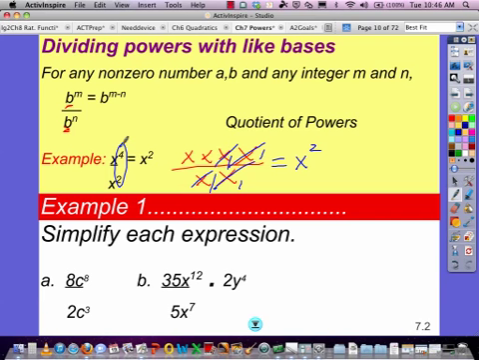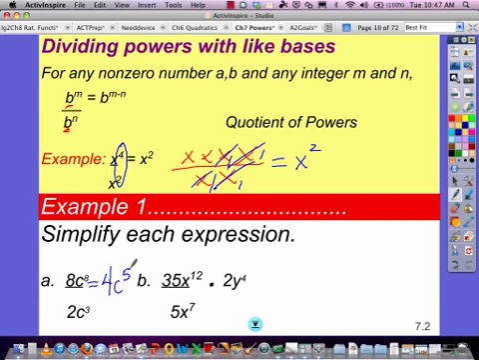So if we follow that rule and we come down here and try it, here's our division. 8 divided by 2 is normal division. 8 divided by 2 is 4. And now this is where we go. Hey, I have 8 c's on top, 3 on the bottom. 8 take away 3 would give me 5 c's up on top.